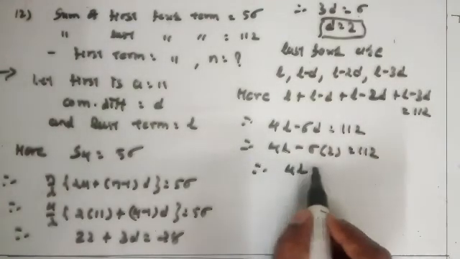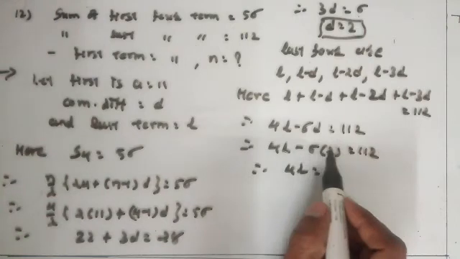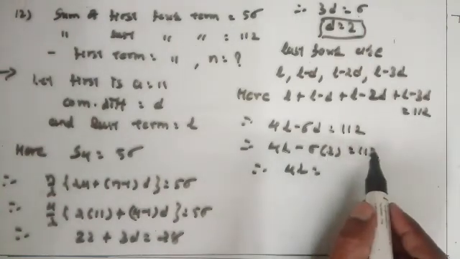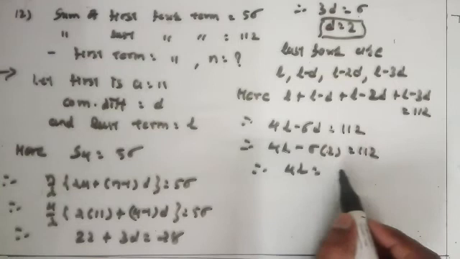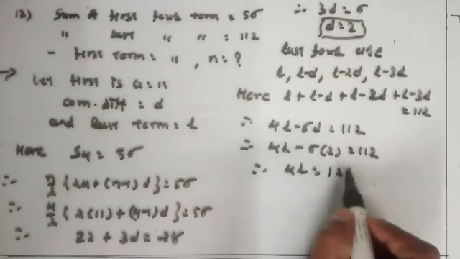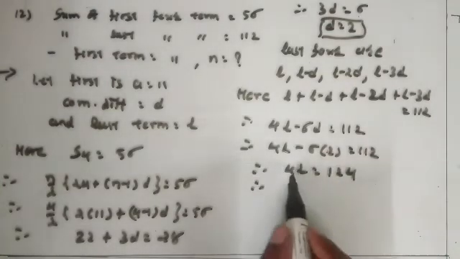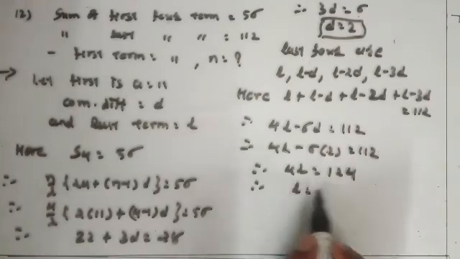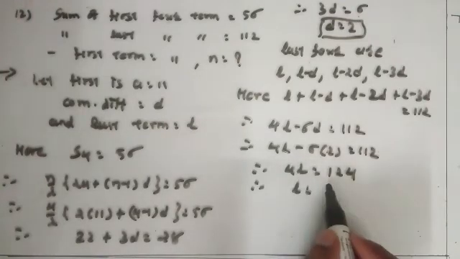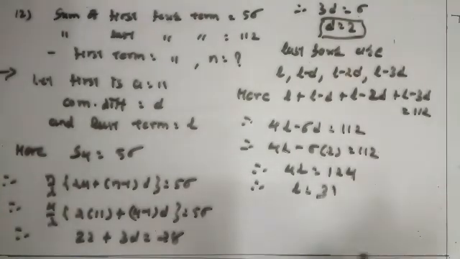Therefore 4L is equal to 112 plus 12, taking 12 this side, that is 124. Clear? Therefore divide by 4. L is equal to, we get here, dividing by 4, 4 3s are 12, 4 1s are 4. L is equal to 31. So the last term is equal to 31.